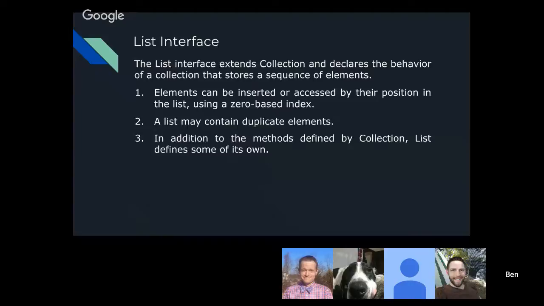So the list interface, the elements can be inserted or accessed by their position in the list using a zero-based index. A list can contain duplicate elements in addition to the methods defined by collection. List has defined some of its own. If you remember back to 260, we used an array list, and that was one of the types of lists. There's a linked list also, and I believe there's another one. And I have some code examples I'll show when I get done running through these different slides.